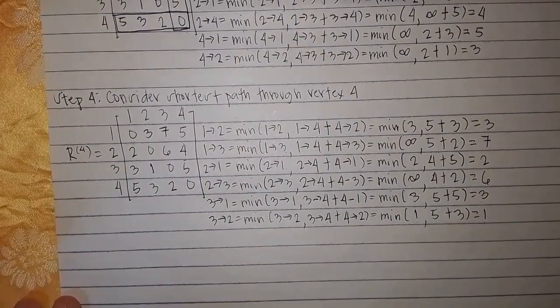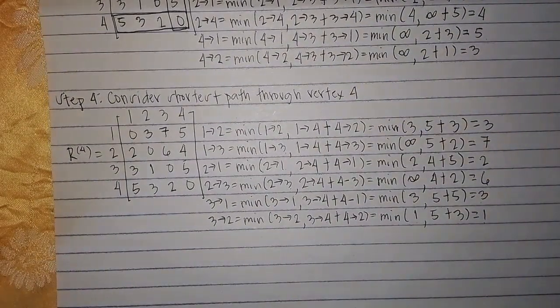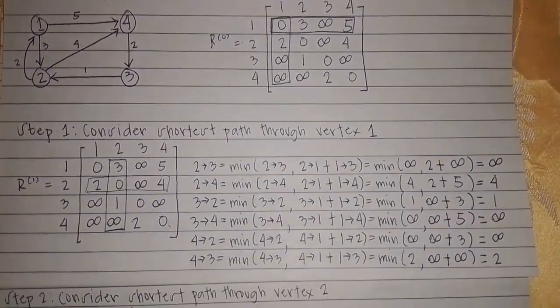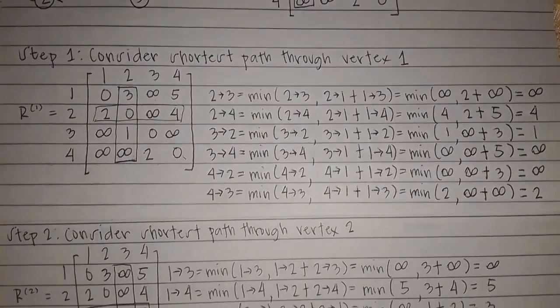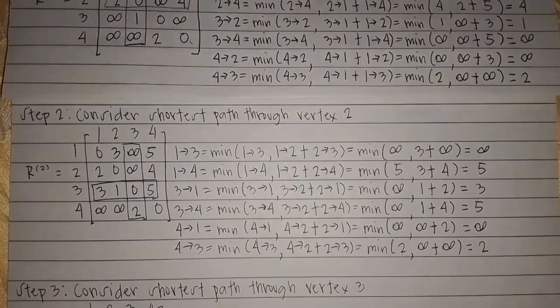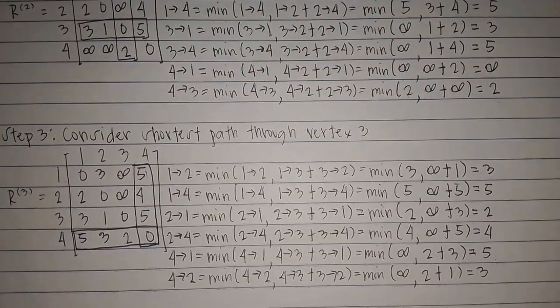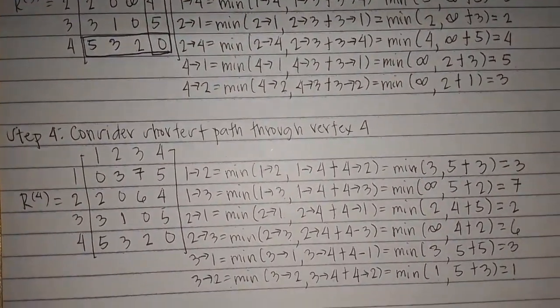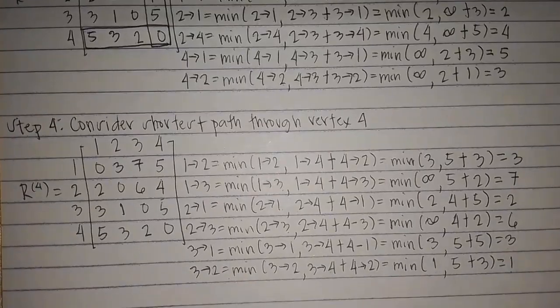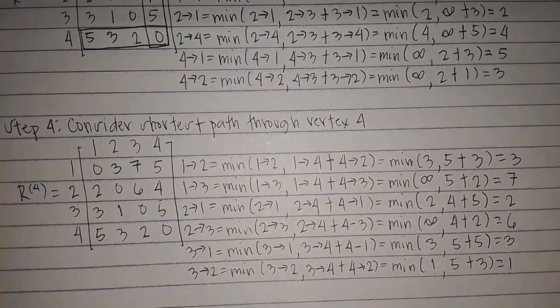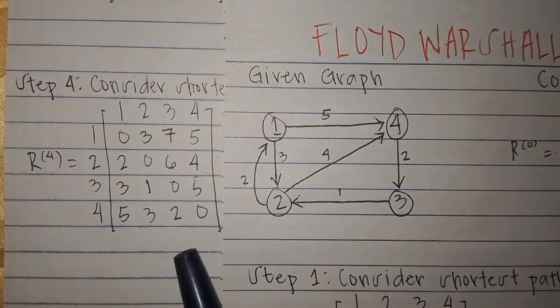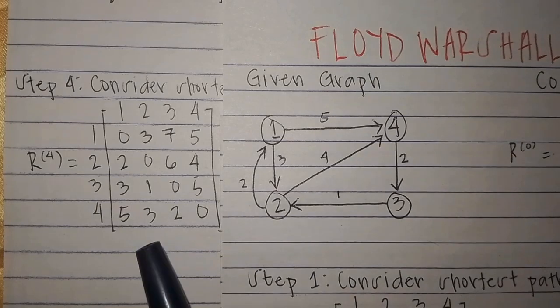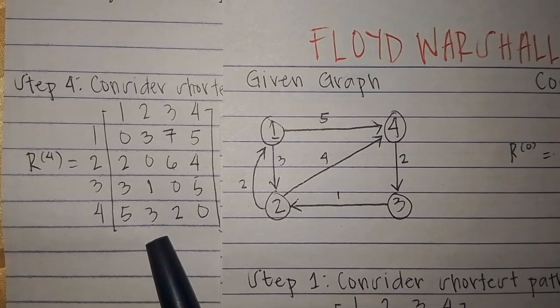So this is the new matrix we have found by considering the intermediate vertex of 4. The new matrix is R of 4. So now, as you can see, by considering all the vertices as the intermediate vertex in each step, we found the shortest path. So this is the final matrix which gives the shortest path from each vertex to all other vertices. So let's check if the given graph and the final cost matrix are the same.